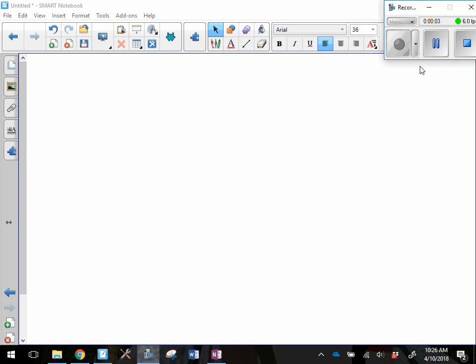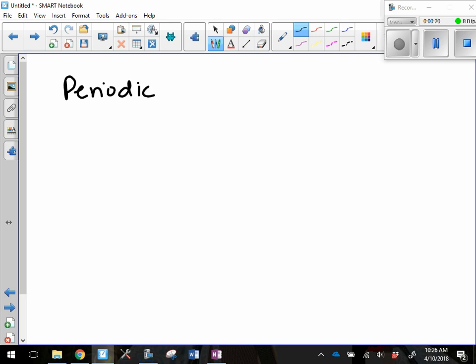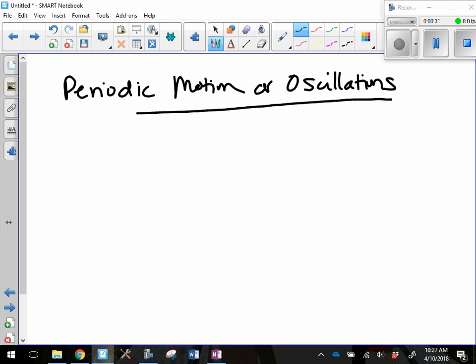So we have talked about linear motion. We have talked about rotational motion. We have talked about objects that stand still. And now we're going to talk about periodic motion or oscillations, which means that our motion is going to repeat itself over and over and over again.